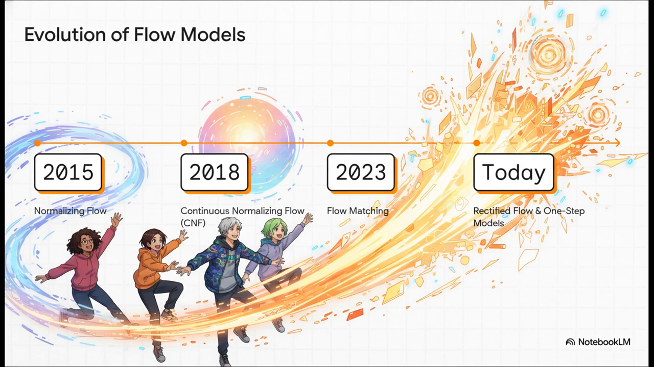When you look at the timeline, it really puts the speed of all this innovation into perspective. I mean, for years, we saw slow, steady progress. Then, in 2023, flow matching just shows up and completely changes the game. And in the tiny amount of time since then, we're already onto the next evolution with rectified flow and real one-step models. The pace of progress here is just staggering.